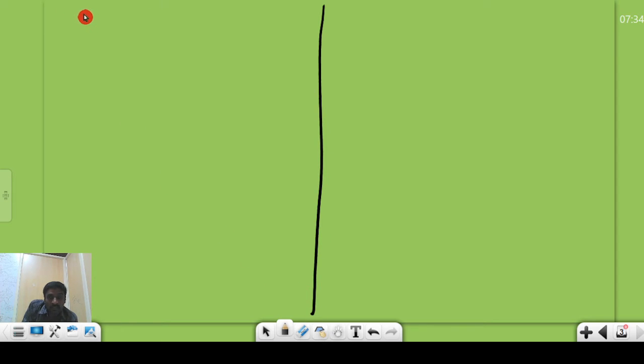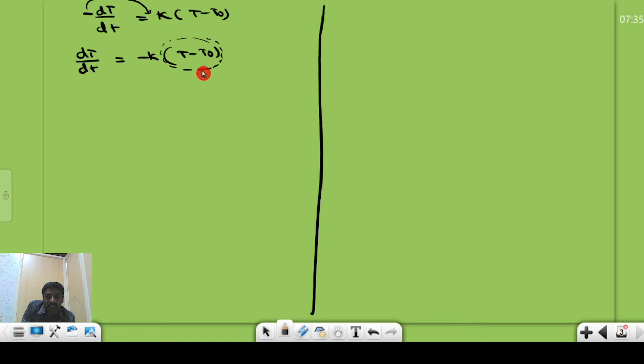What is the formula we have? Minus dT by dt is equal to k into T minus T naught. Now send this negative sign to this side: dT by dt is equal to minus k into T minus T naught. It is the temperature parameter, so send the temperature parameter to the left side, and send the time parameter to the right side. So dT divided by T minus T naught is equal to minus k into dt.